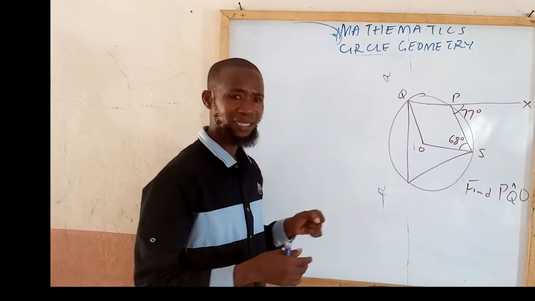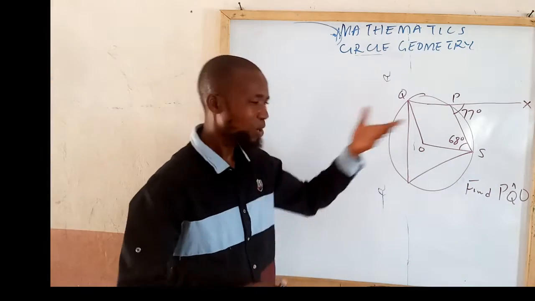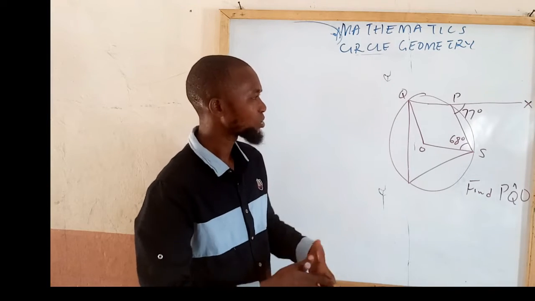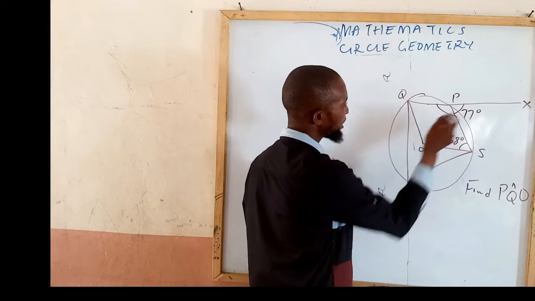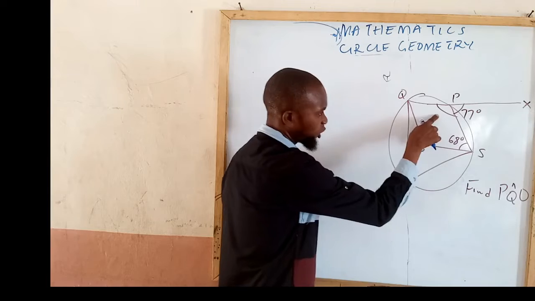You can see the angle at the center is not given. Since the angle at the center is not given, let's consider the angle at the circumference. Are we given any clue as to getting the angle at the circumference? Its circumference is going to be here.